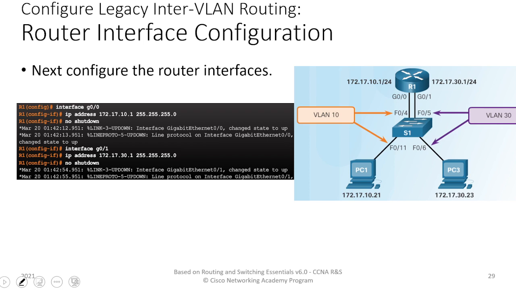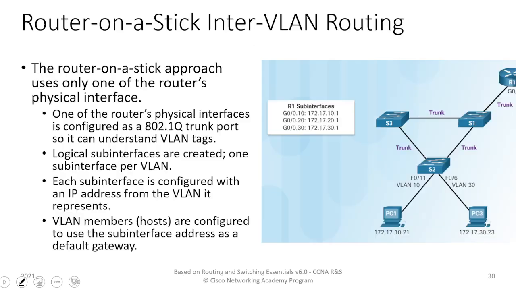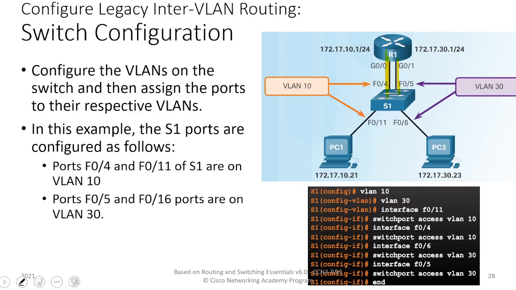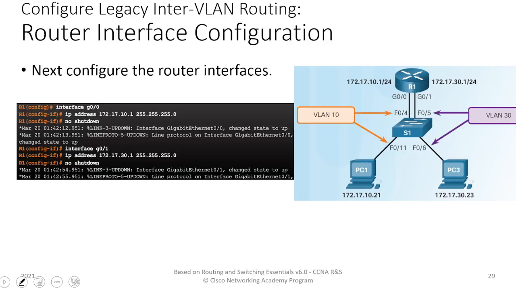So with this legacy inter-VLAN routing, it's a very simple configuration from the router side of things. Even on the switch side, it is fairly simple because we are just configuring the interface ports appropriately. But the problem is when we have more than, say, two VLANs, like 8 or 10 VLANs, we need to find 10 physical ports on our router to attach all these separate networks, which can be inefficient in many situations.